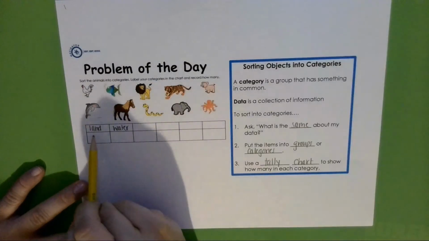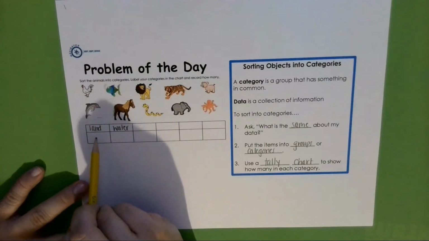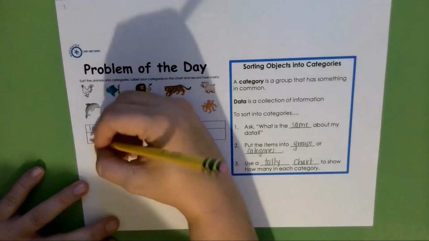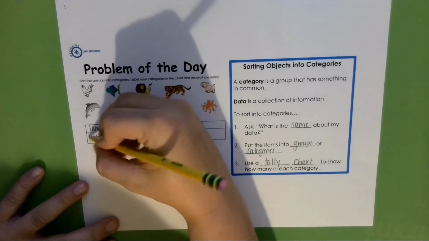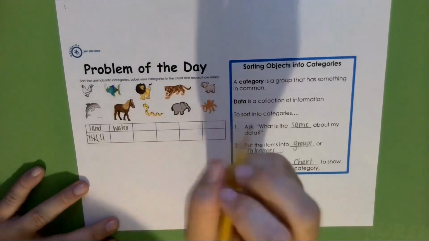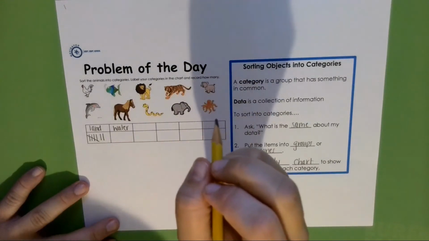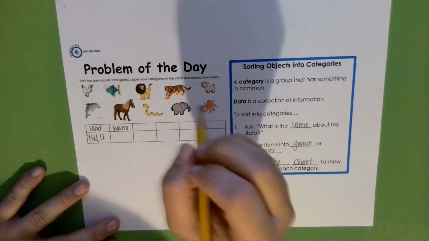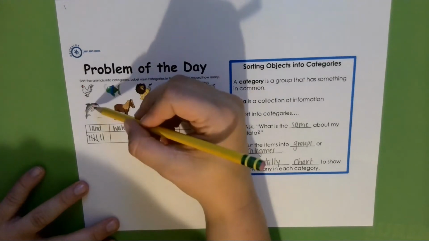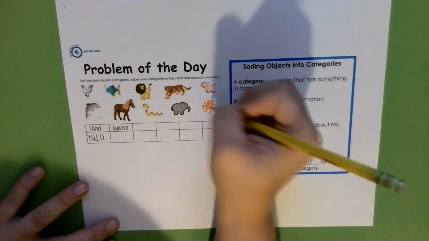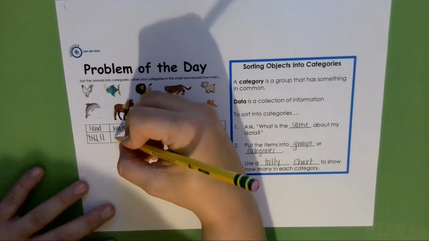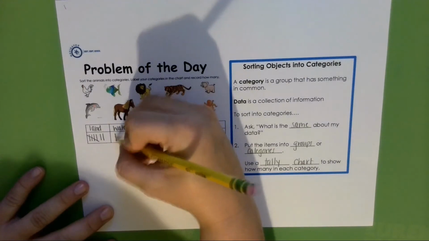How many tallies should I put under land? Say it out loud. Right, 7. Count with me. 1, 2, 3, 4, 5, 6, 7. Now let's count the animals that live in water. Say it out loud. And count with me. 1, 2, 3. Now let's add our tallies. Count with me. 1, 2, 3.